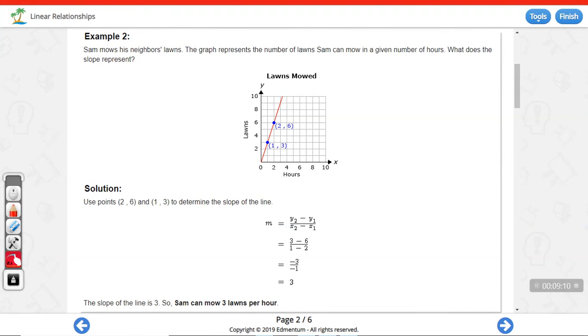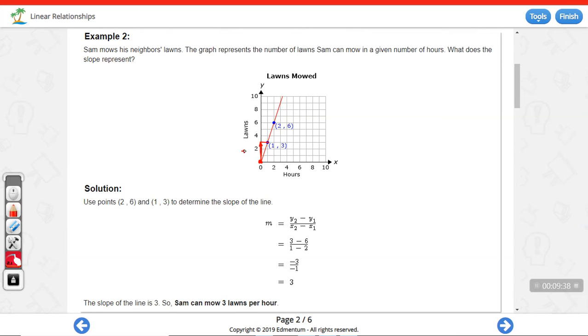Here's an example of a graph that we're looking at. Sam mows his neighbor's lawns. The graph represents the number of lawns Sam can mow given the number of hours. What does the slope represent? All right, well, in this case here, let's start by calculating the slope. I want to get the full equation here. Calculate the slope, pick any 2 points. You could pick 0, 0, which I really like, or you could pick either of the 2 points they gave. So I'm going to go from 0, 0, and I'm going to go up and over to my first point. How much up did I go?